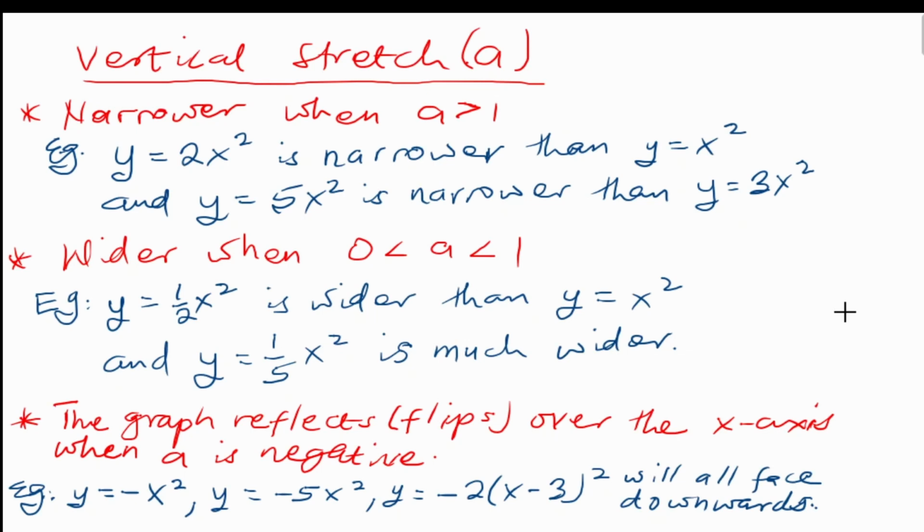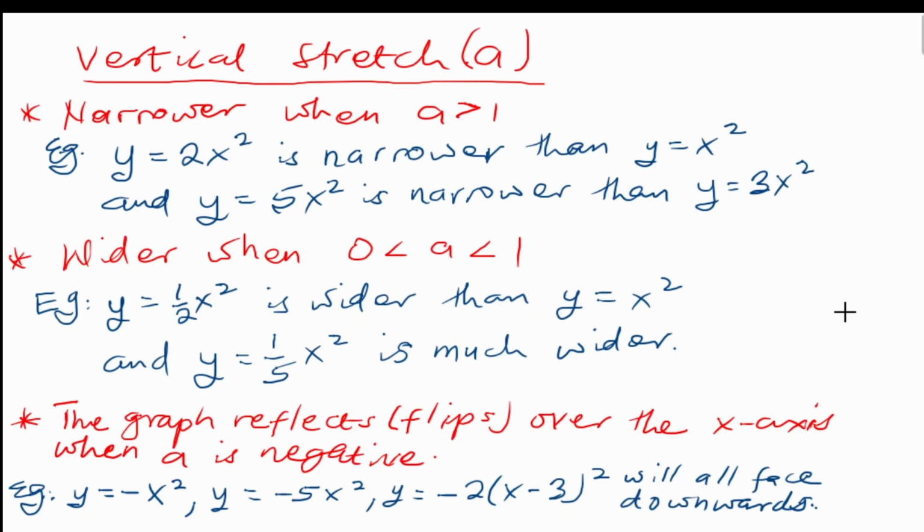So I said that the graph will be narrower when a is greater than 1. For example, the graph of y equals 2x squared will be narrower than that of y equals x squared, which is the graph of the parent function. And then that of y equals 5x squared is also narrower than that of y equals 3x squared, and I will show that on the graph for all of us to see.